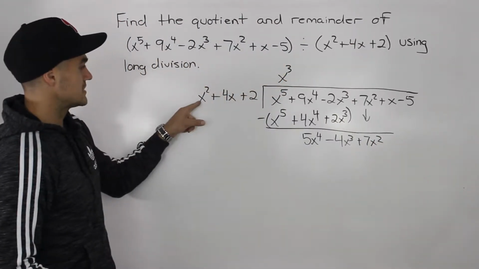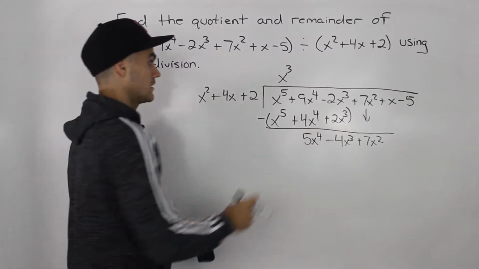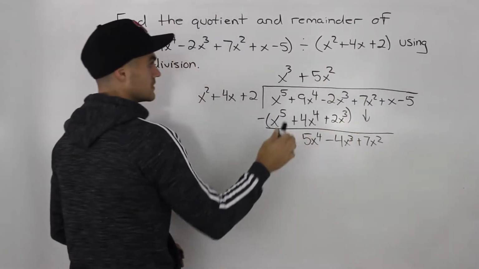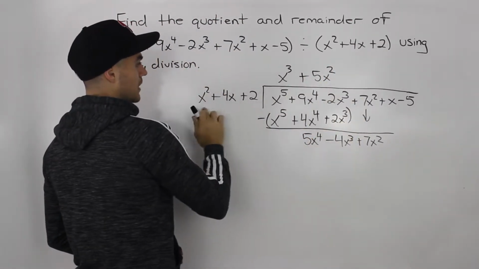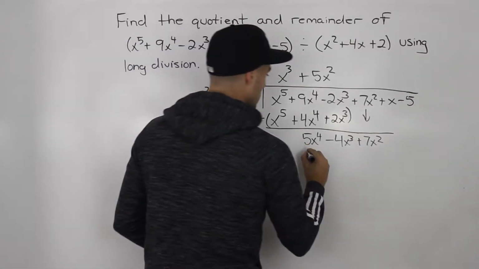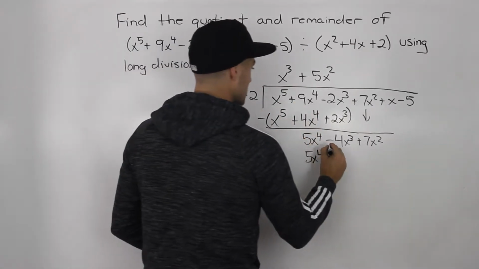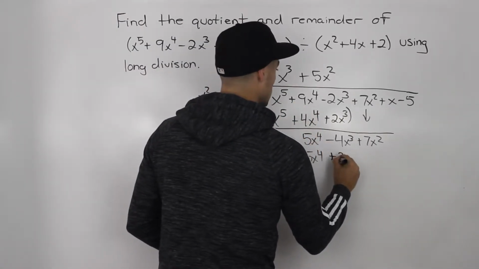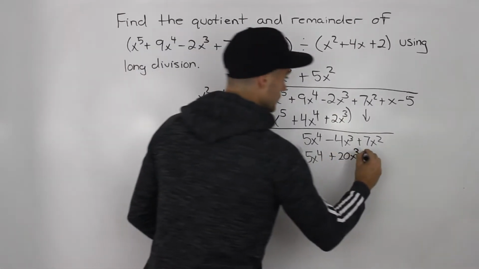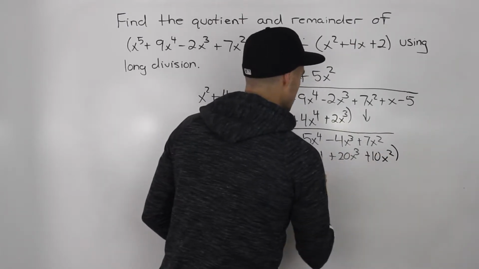So now we figure out how many times does x squared go into 5x to the 4? Well, it goes in 5x squared times. So we take this 5x squared, multiply by all the terms in the divisor again. So 5x squared times x squared gives us 5x to the 4. 5x squared times 4x gives us 20x cubed. And then 5x squared times 2 gives us 10x squared. Then we are subtracting this here.